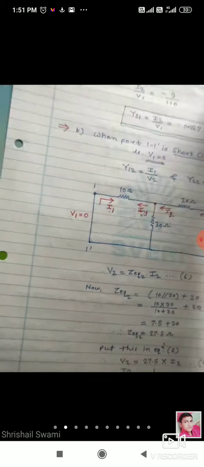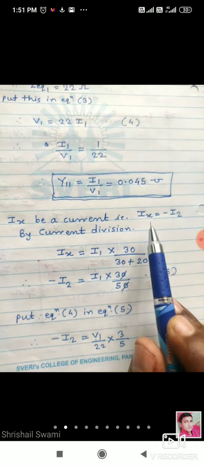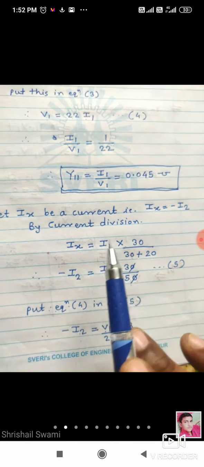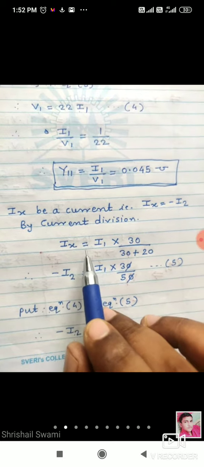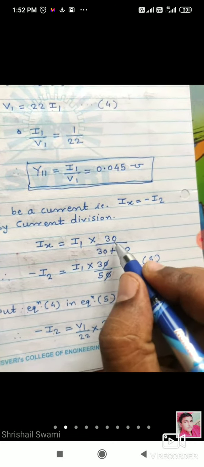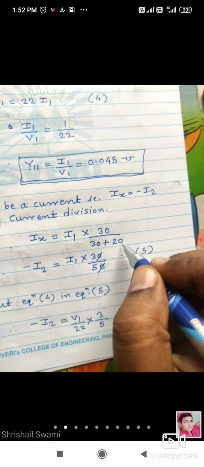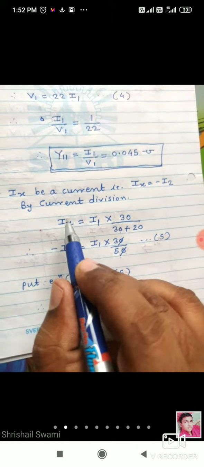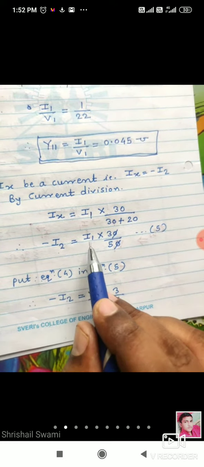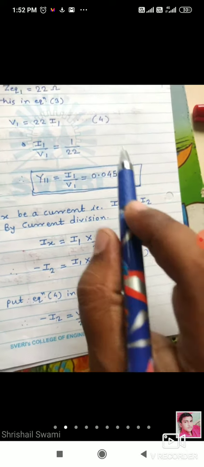So that we will see here. So let Ix be a current, that is Ix is equal to minus I2, or I2 equal to minus Ix, whatever. So by current division we are going to find out the Ix value. So Ix is equal to total current I1 into opposite branch resistance, which is 30, divided by 30 plus the resistance of the branch through which Ix is flowing, which is 20. So calculate that one. You can replace Ix with the help of minus I2. So put minus I2 is equal to I1 into 3 by 5 now. This is equation number 4.